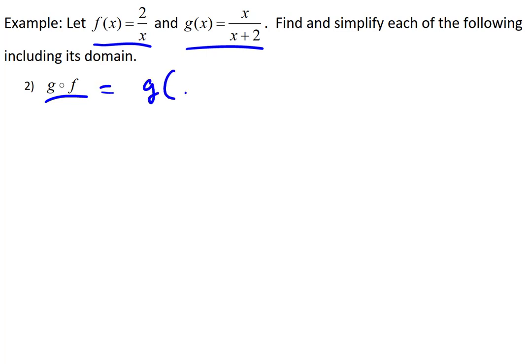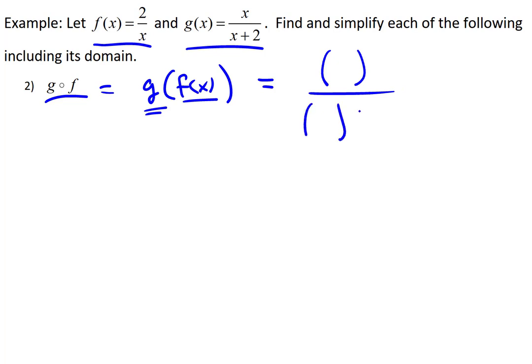This now would read g of f of x, so we can see f is the inner function and g is the outer. So we'll write the outer function like we did last time, but this time it's g, the outer function, but with blanks. So instead of x over x plus 2, we'll write blank over blank plus 2, and in the blanks, for the input value, we're going to use f of x. So I'm going to write our inner function f in the blanks, so 2 over x is getting plugged into each of the blanks. So again, we have a complex fraction. This is 2 over x over 2 over x plus 2.